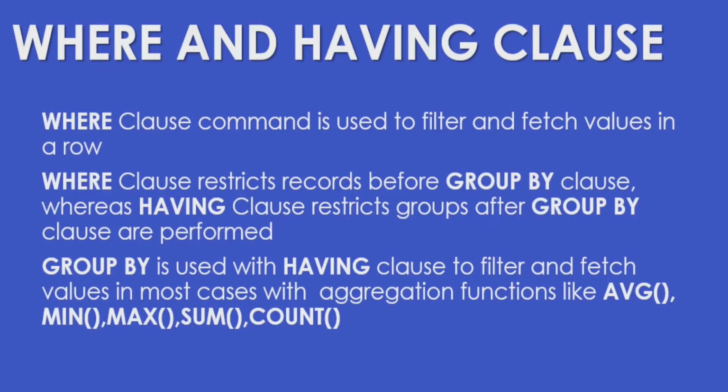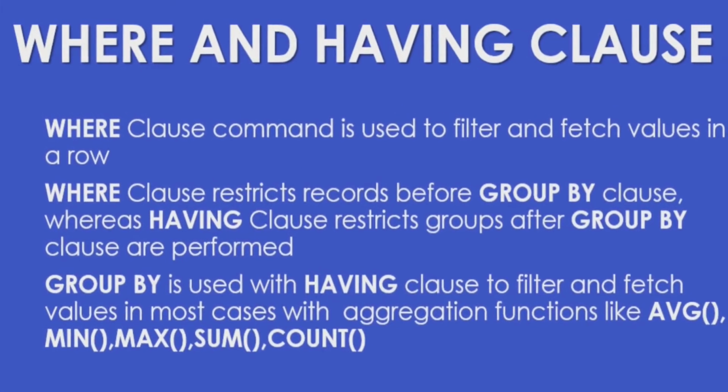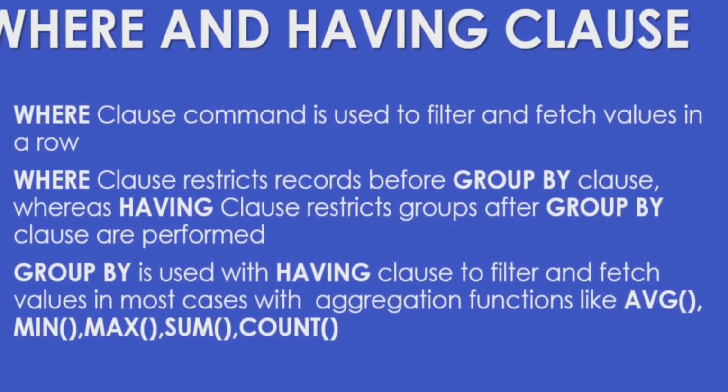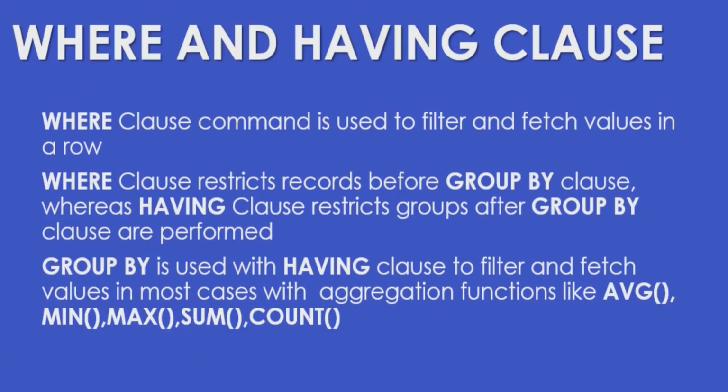First, let's further see the meaning of where and having clause. Where clause command is used to filter and fetch values in a row. Where clause restricts records before group by clause, whereas having clause restricts groups after group by clause is performed. Group by is used with having clause to filter and fetch value in most cases with aggregation functions like average, minimum, max, sum, and count.